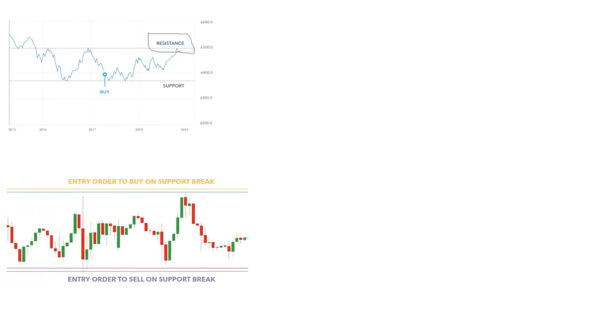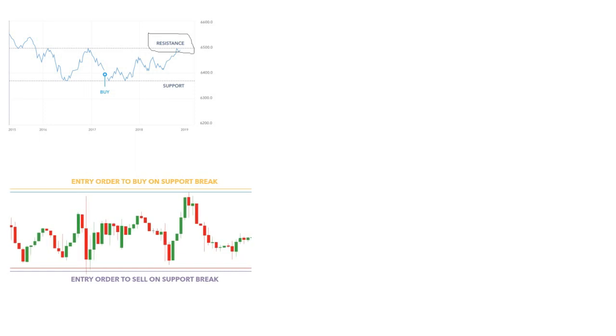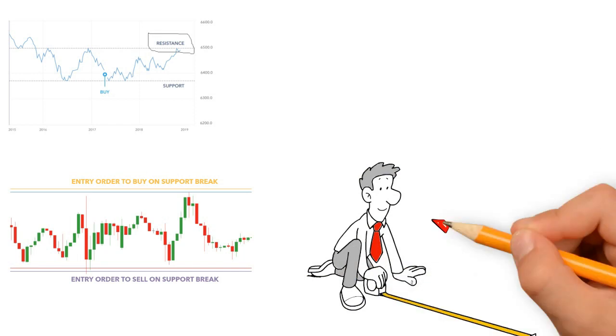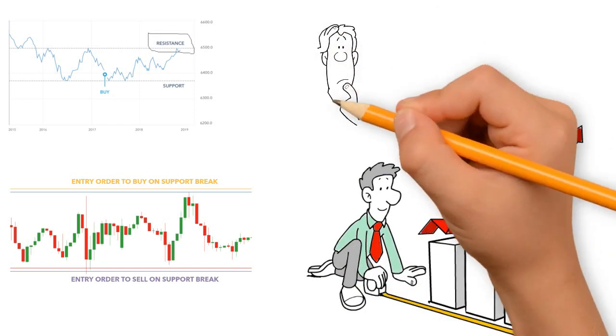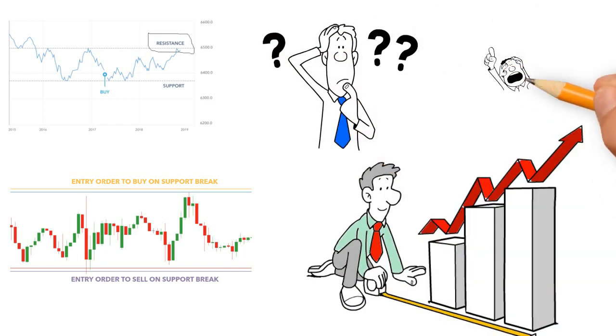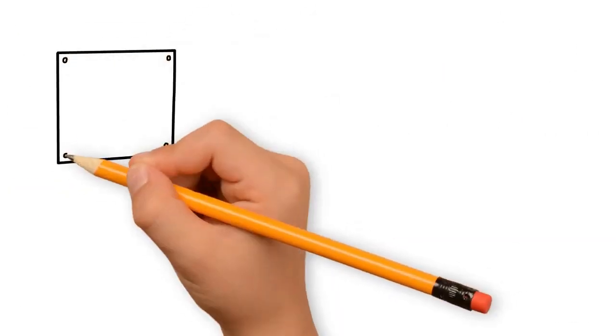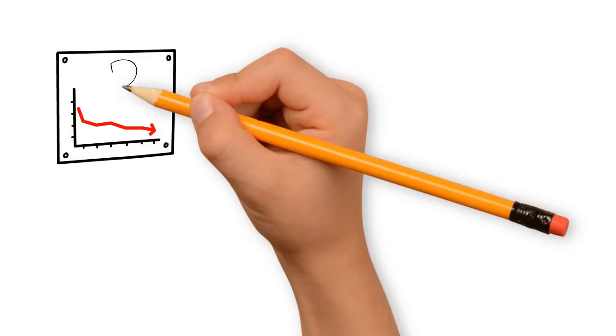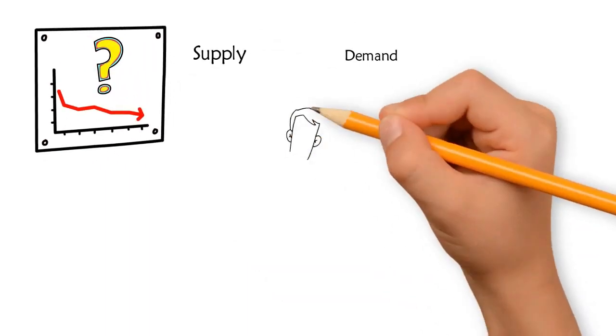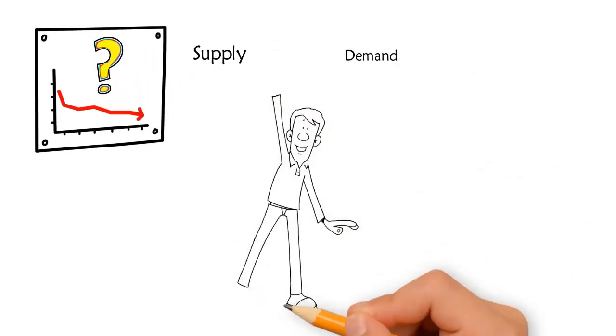Every time you open up your charts, all you are seeing are the forces of supply and demand at work. If the market is going up, what does that tell you about the demand and supply? It means there's a lot of demand for that instrument. Or what if the market is going down? What does that tell you about the demand and supply? There's less demand and lots of supply.